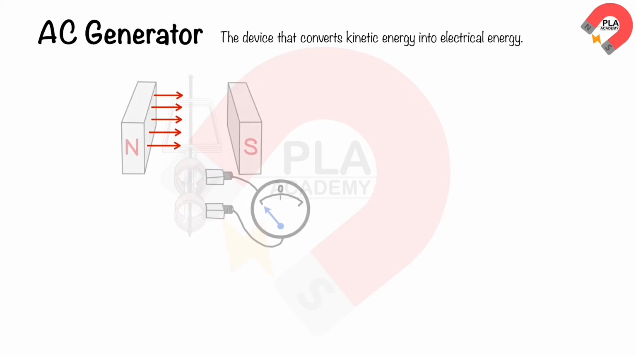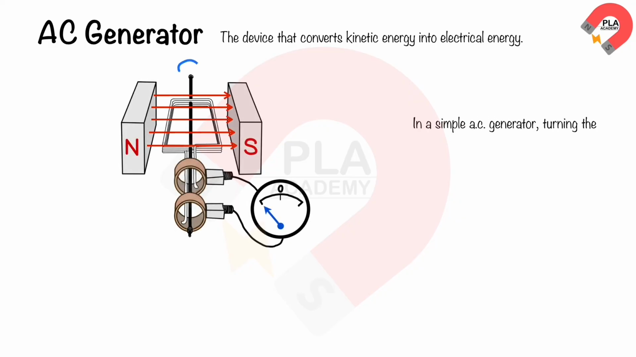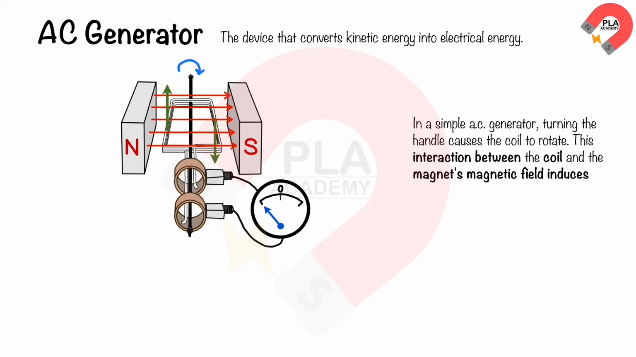The AC generator is a device that converts kinetic energy into electrical energy. It is used in power stations to generate electricity that is transmitted to houses and industries. The simple AC generator is based on the principle of electromagnetic induction. Further information on this principle can be found in section 4.5.1. In a simple AC generator, turning the handle causes the coil to rotate. This interaction between the coil and the magnet's magnetic field induces a current and EMF to flow in the coil.